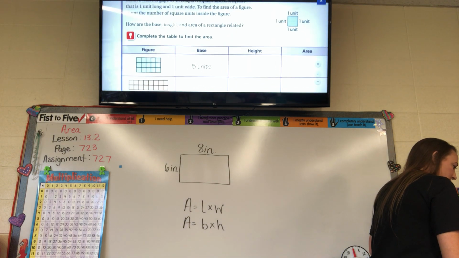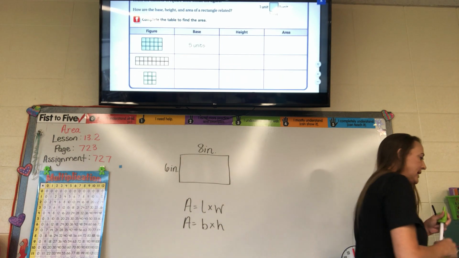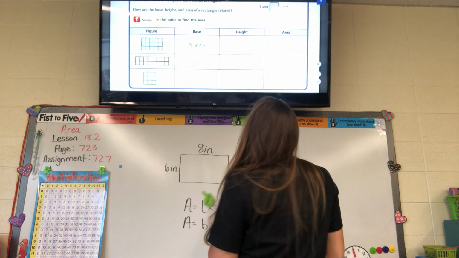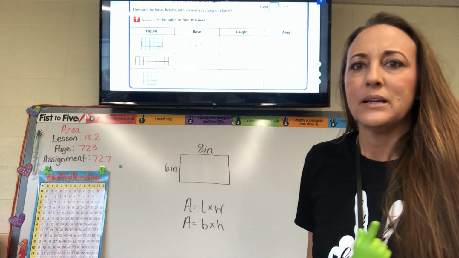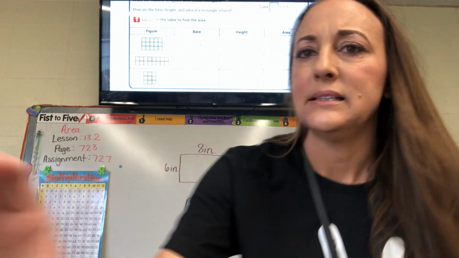Okay, so here we go. It says complete the table to find the area.